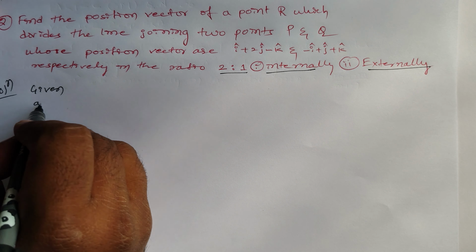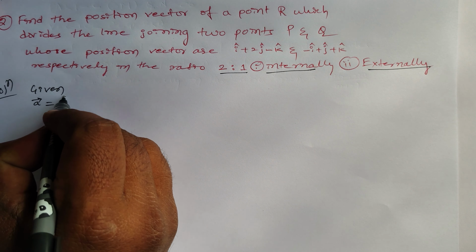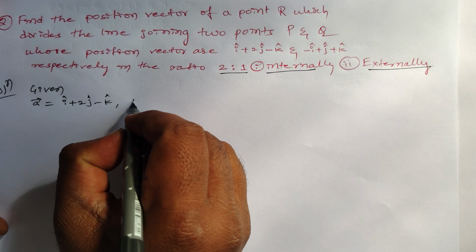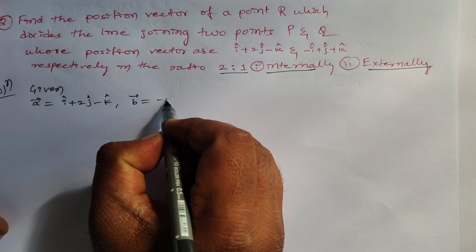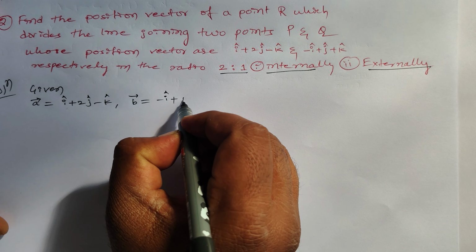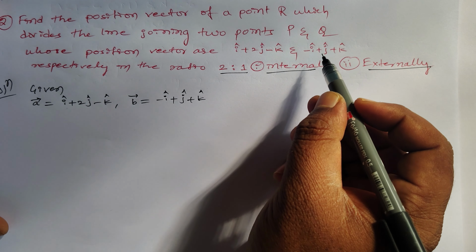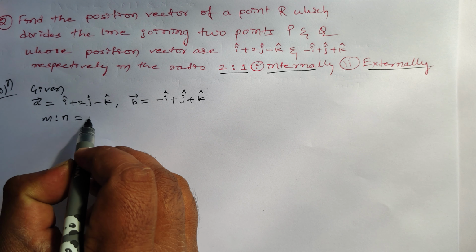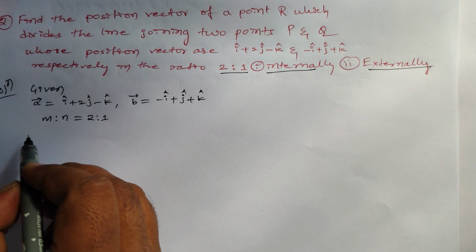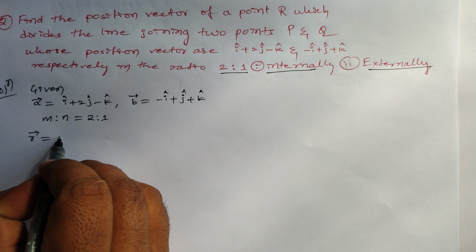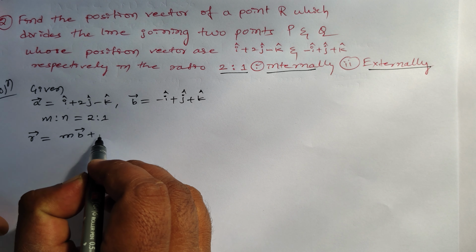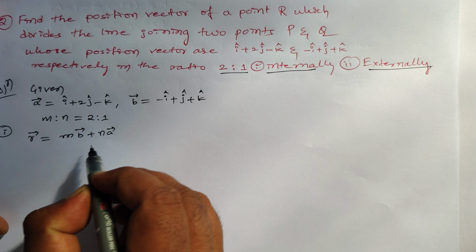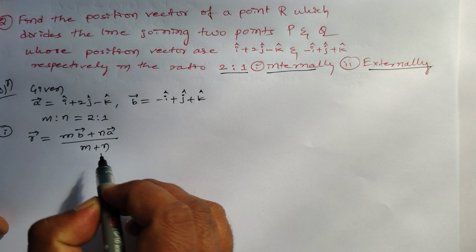First, write A vector. What is A vector? A vector is equal to I plus 2j minus k cap. And what is B vector? B vector is equal to minus I plus j plus k cap. Okay, right. First, find in the ratio m is to n equal to 2:1. Right. What is the formula? R vector equals, as already found, internally, first one internally, correct? m B vector plus n A vector divided by m plus n. Okay, right.